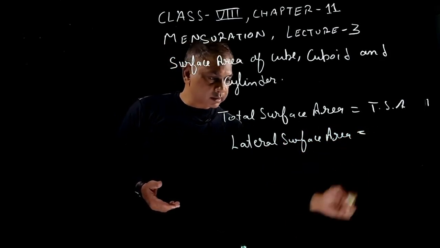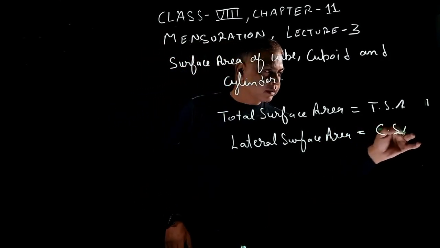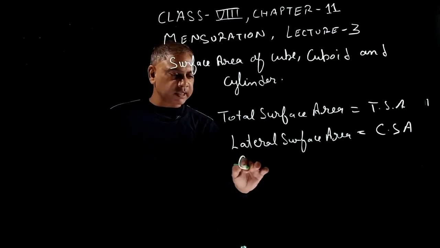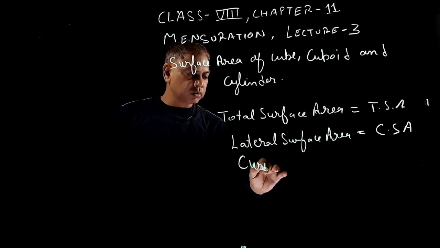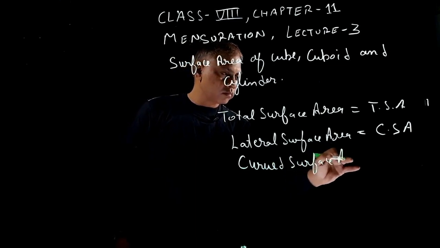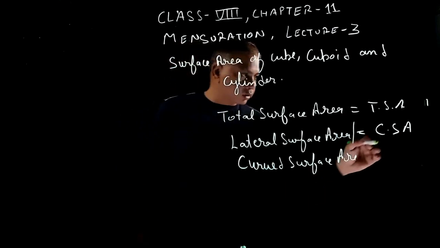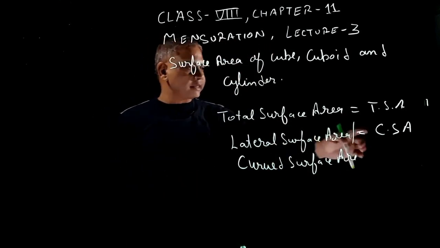that is known as CSA. It is also known as curved surface area beta. They are same. Okay, lateral surface area and curved surface area both are same, and this is denoted by CSA.